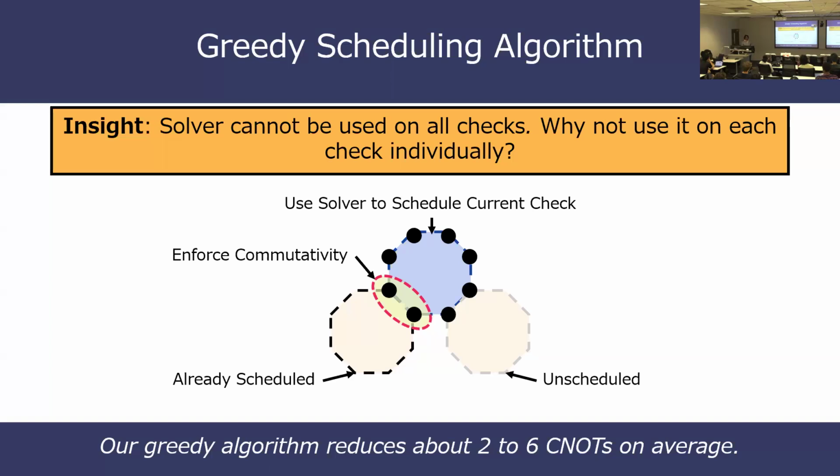This greedy algorithm reduces about 2 to 6 CNOTs on average. And the benefit of this is that, yes, I decrease the amount of CNOT error I have in my syndrome extraction circuit or error detecting circuit. I also decrease decoherence and dephasing error as well as idling error. So it's actually a threefold improvement just by decreasing just a few CNOTs.